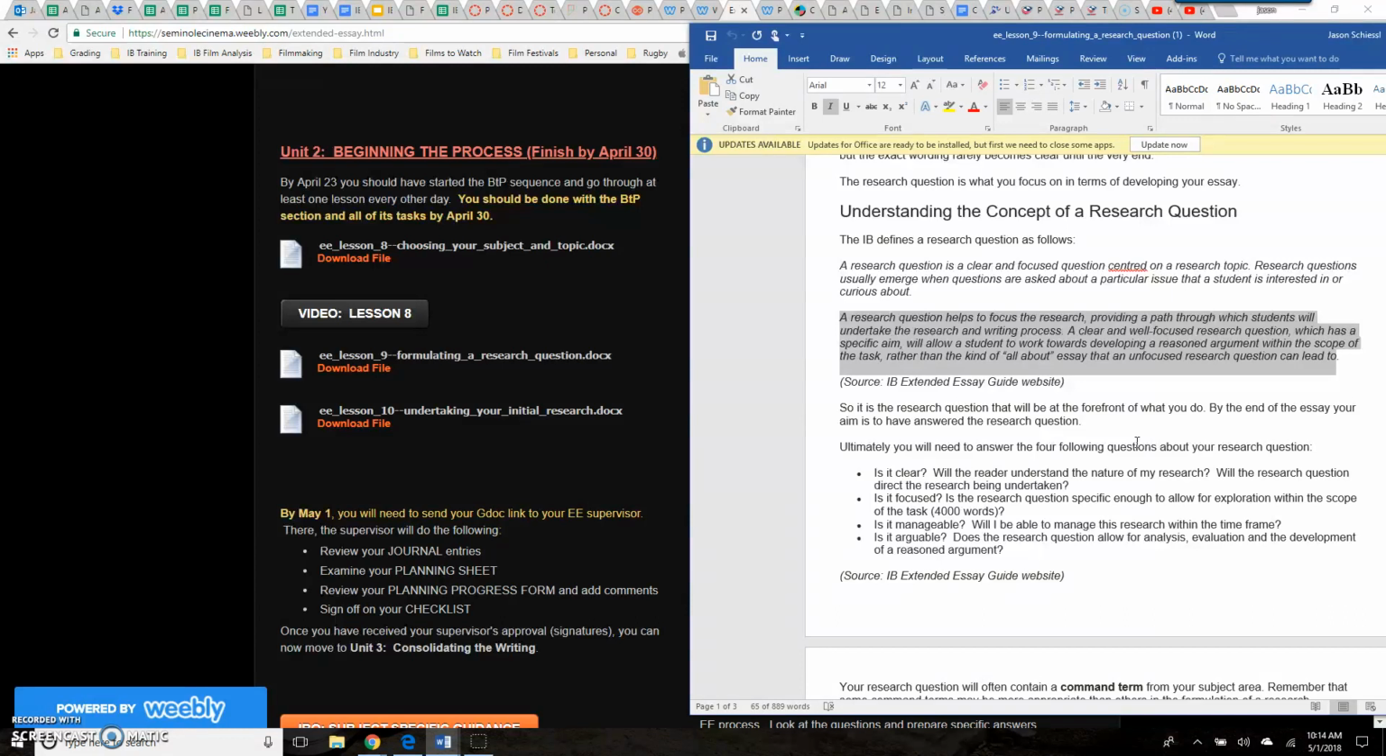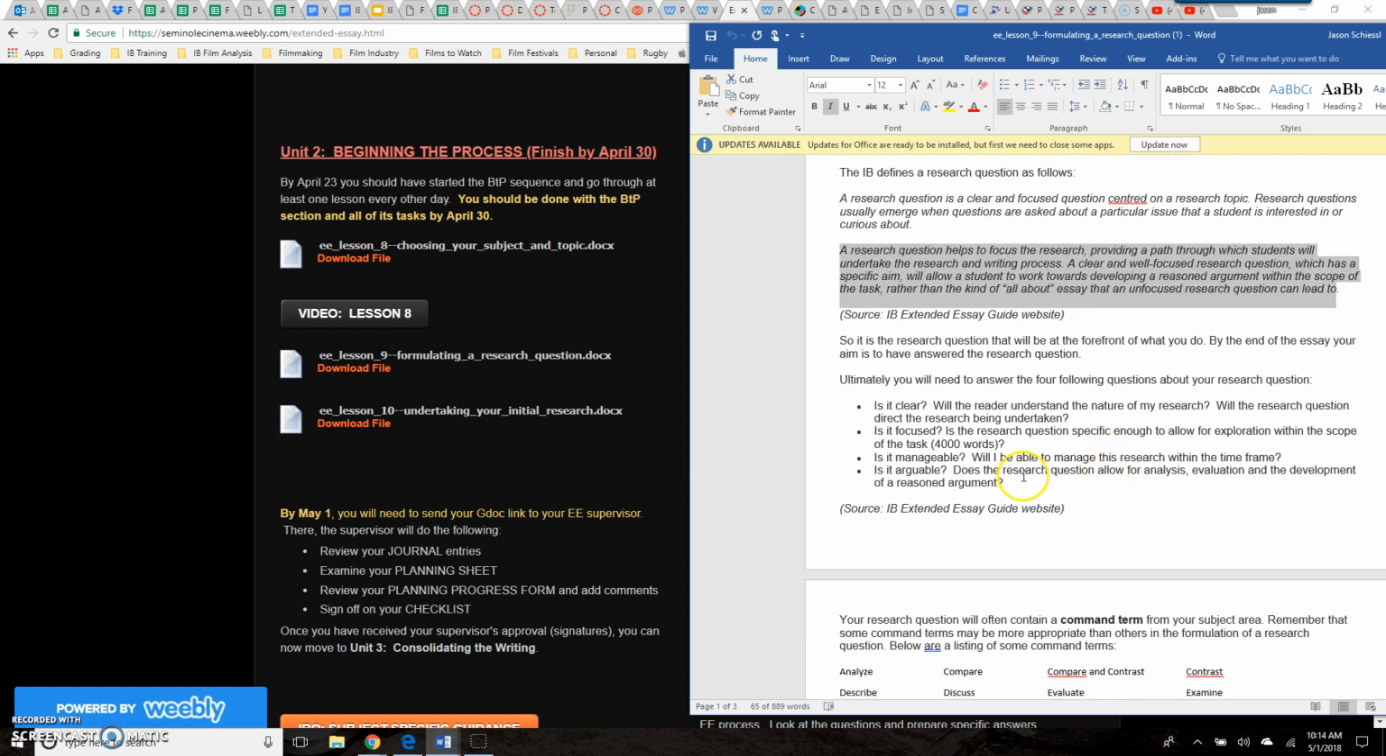All right, it has a specific aim, and this will allow you, the student, to work towards developing a reasoned argument within the scope of the task. Okay, rather than an all about this topic essay that has an unfocused research question. All right, so you need to ask yourselves the following questions about your research question. Is it clear? Okay. Will the reader understand the nature of my research?